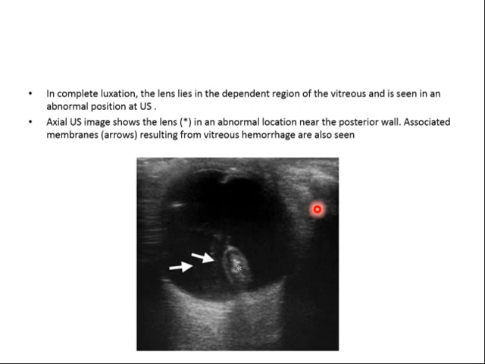And here there is complete displacement of the lens into the posterior segment. This is the lens and some vitreous hemorrhage with it. Here the lens is completely dislocated and located in the posterior segment.